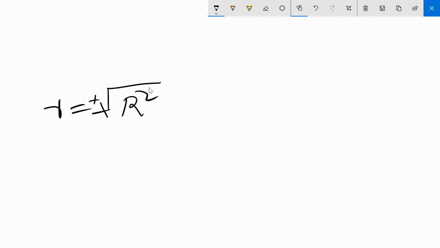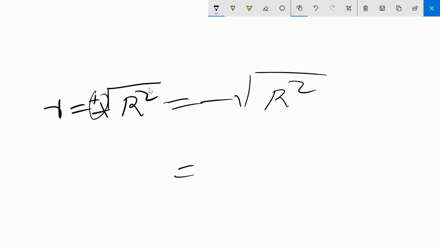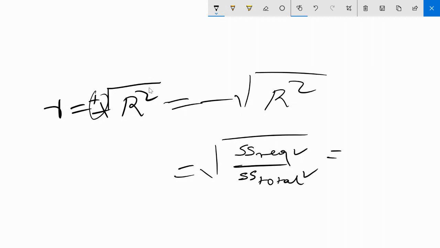So in this question, from the first question, we know that the relationship is negative. We don't know the strength, but we know that it's negative, or inverse. So now we can choose from plus or minus to have the negative square root of R squared. And R squared is nothing but SSR, or SS reg, divided by SS total. And these two values are there in the ANOVA table.